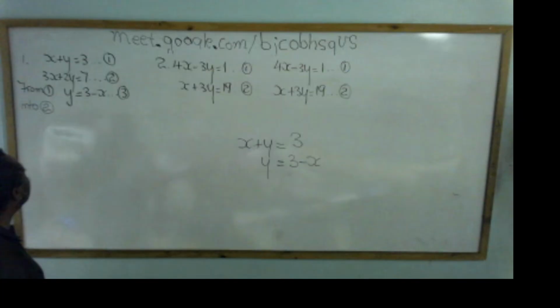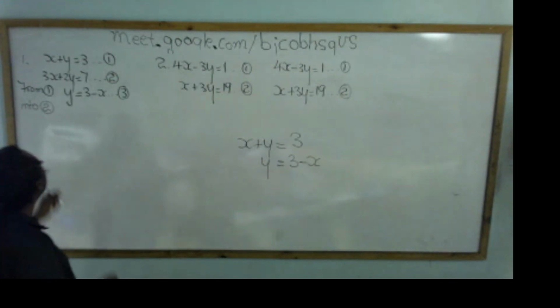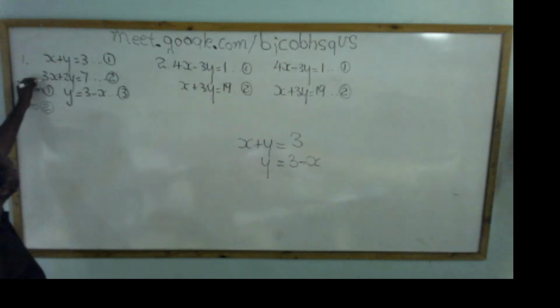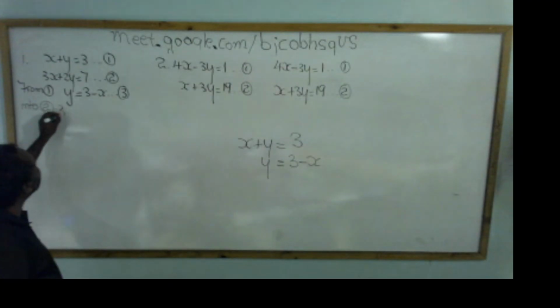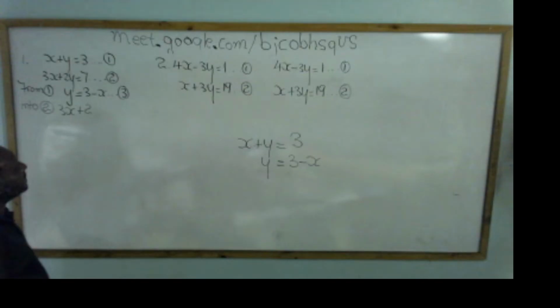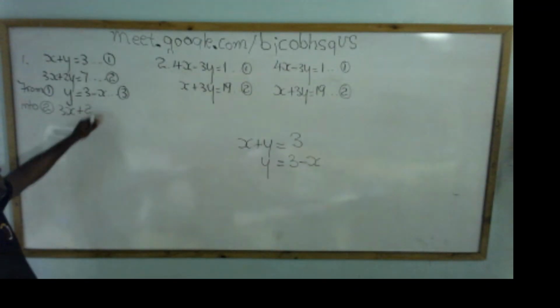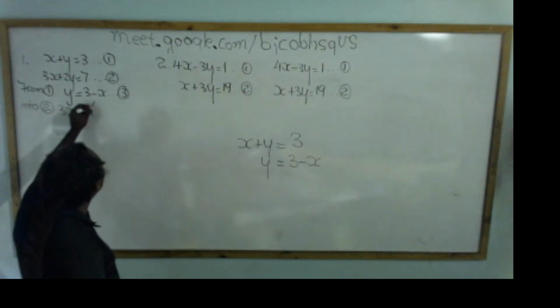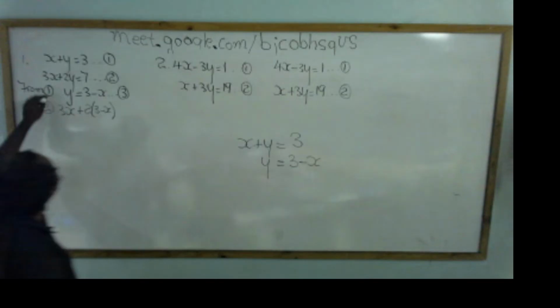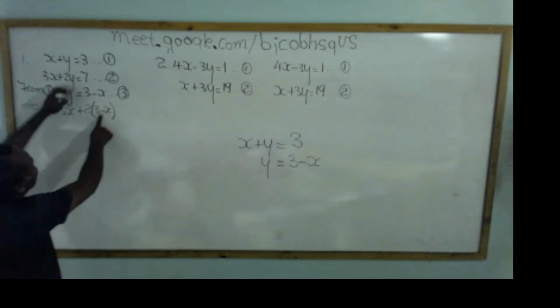But let us say that we put y is equal to 3 minus x. We're going to put that into equation 2. So what do we have? This is your equation 2. We have 3x plus 2y. What is y? Y is 3 minus x. So where we see y, we put 3 minus x. So we have 3x plus 2 times 3 minus x, and that is equal to 7.